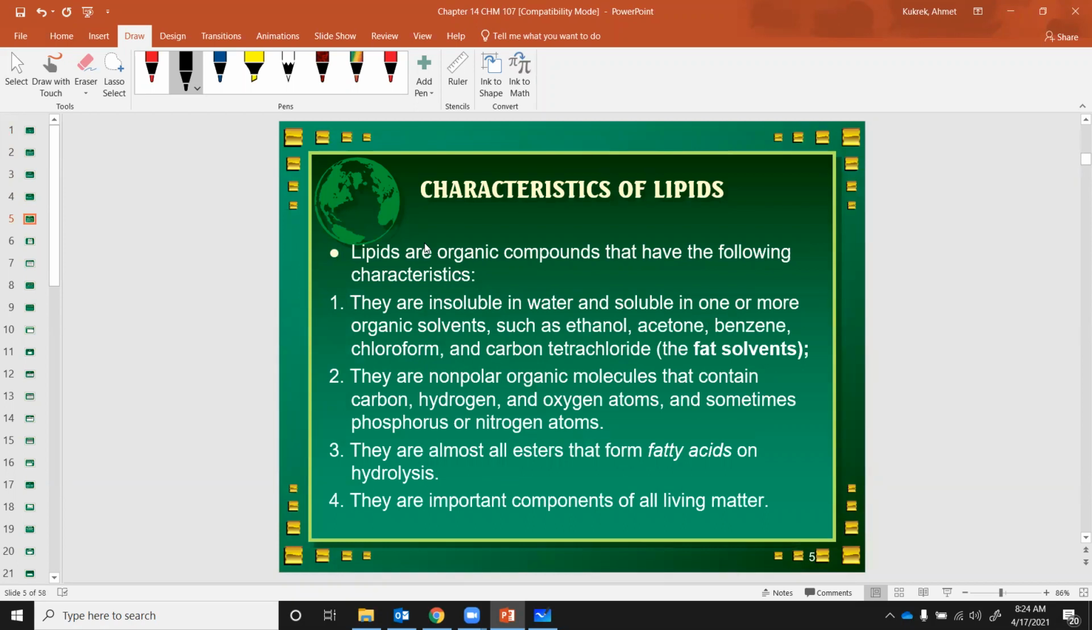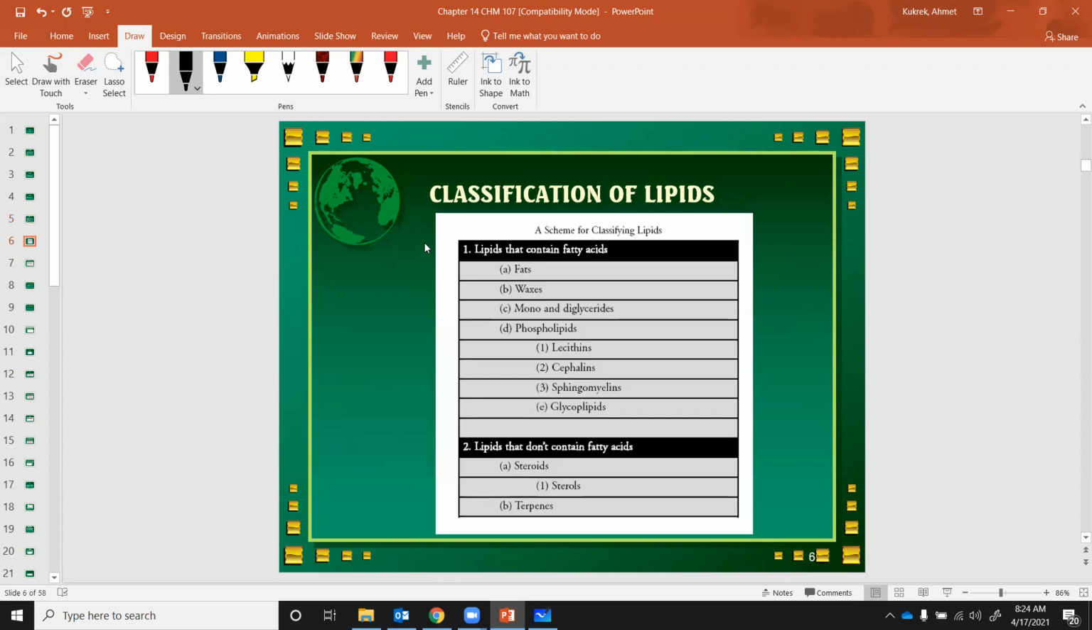Usually, if you look at the lipids, they are insoluble in water. They don't really like water because they are non-polar most of the time. They are soluble in organic solvents such as ethanol, acetone, and things like that. And again, we're going to learn about other important things. So here is the list of the lipids, and this is a nice table.